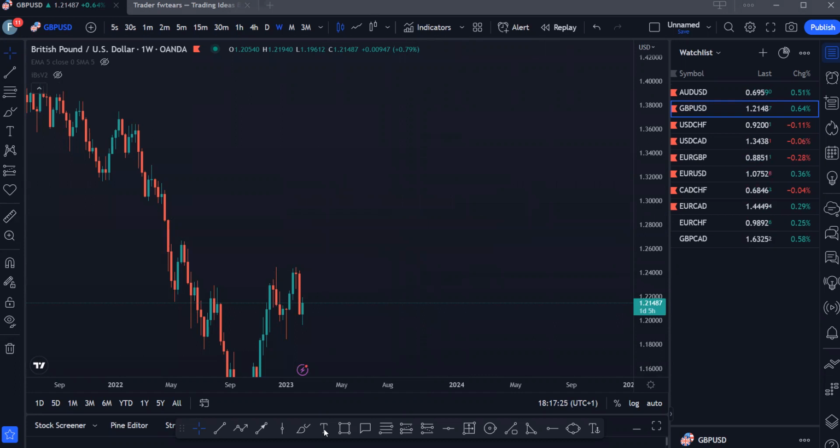Zacchaeus said GBP USD, Victor said gold. So let's start with GBP USD. Luckily, I'm on the GBP USD charts.